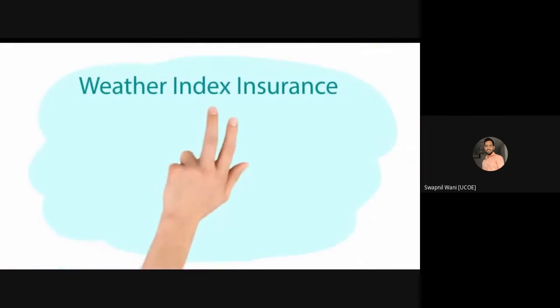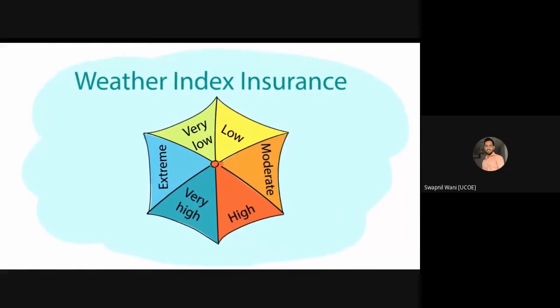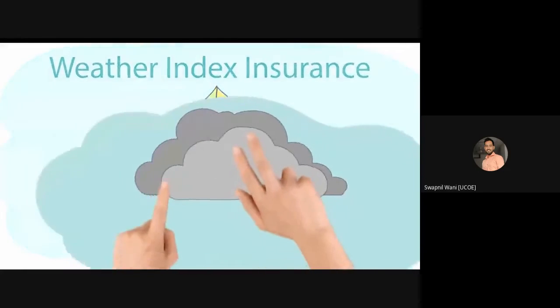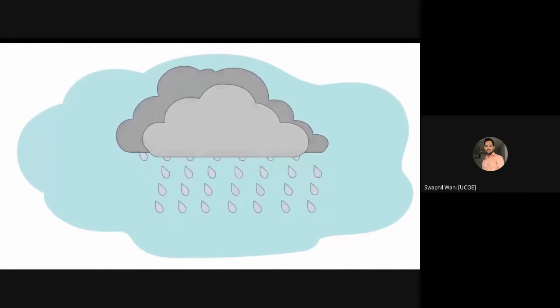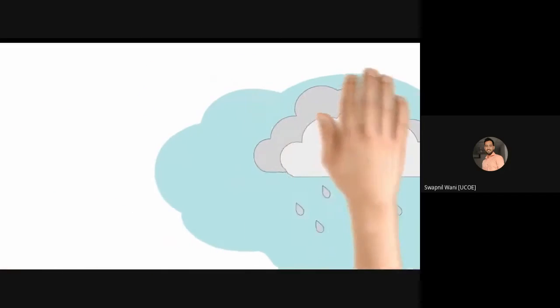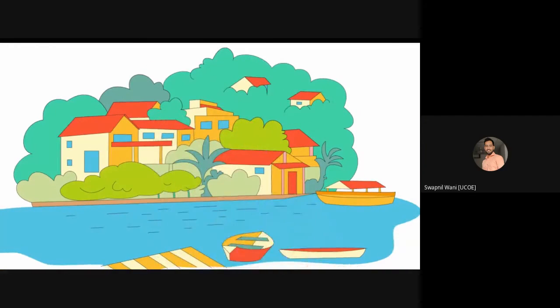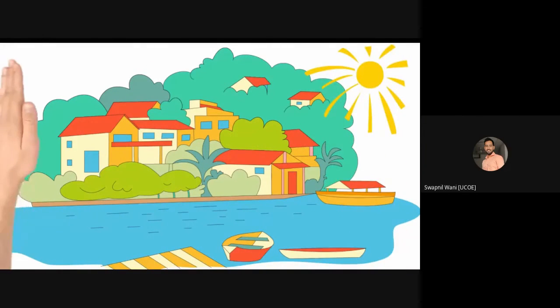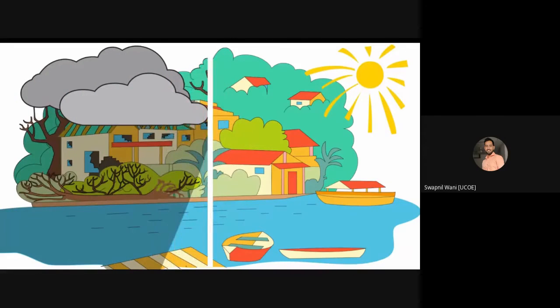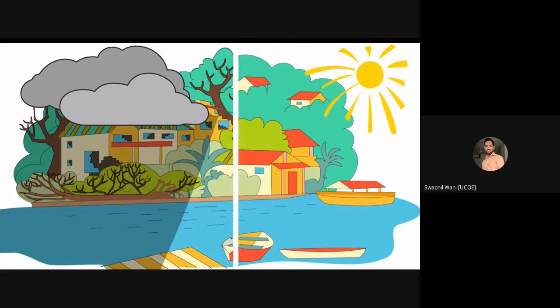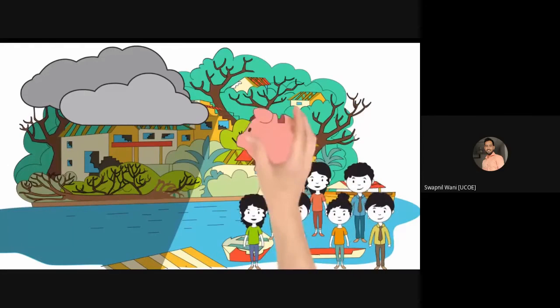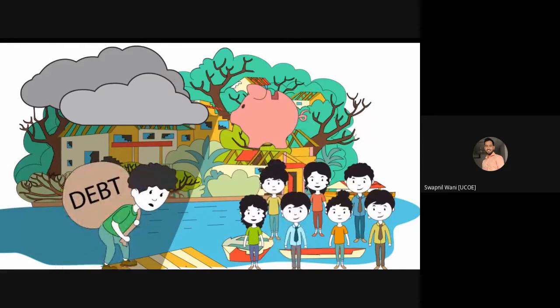Weather index insurance could be a good option for the farmers in Mia's community, which will pay out when there has been too much or too little rain throughout the year. If Mia and her community do not manage these risks ex ante but ex post, that is, after a hazard strikes, then they will be forced to rely on friends and families, savings, or additional borrowings.